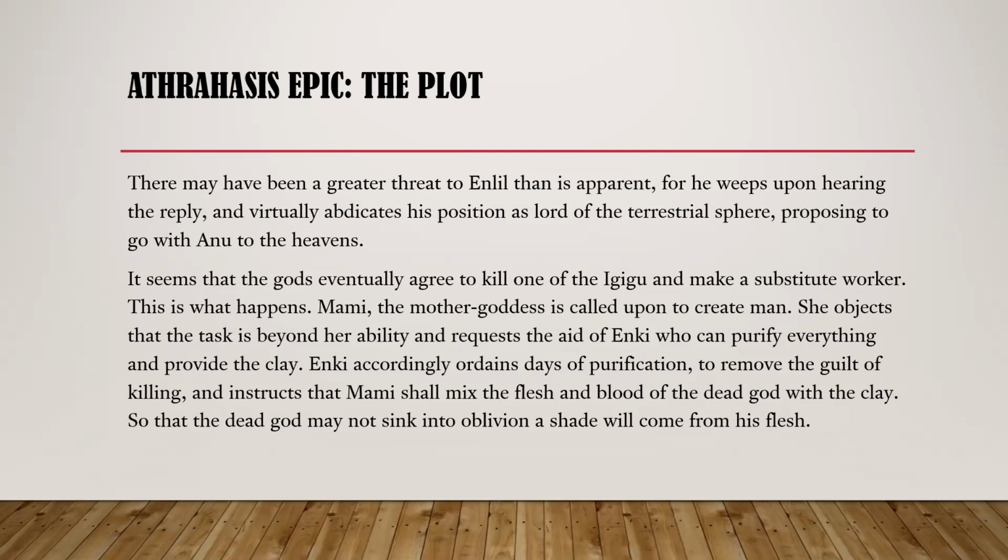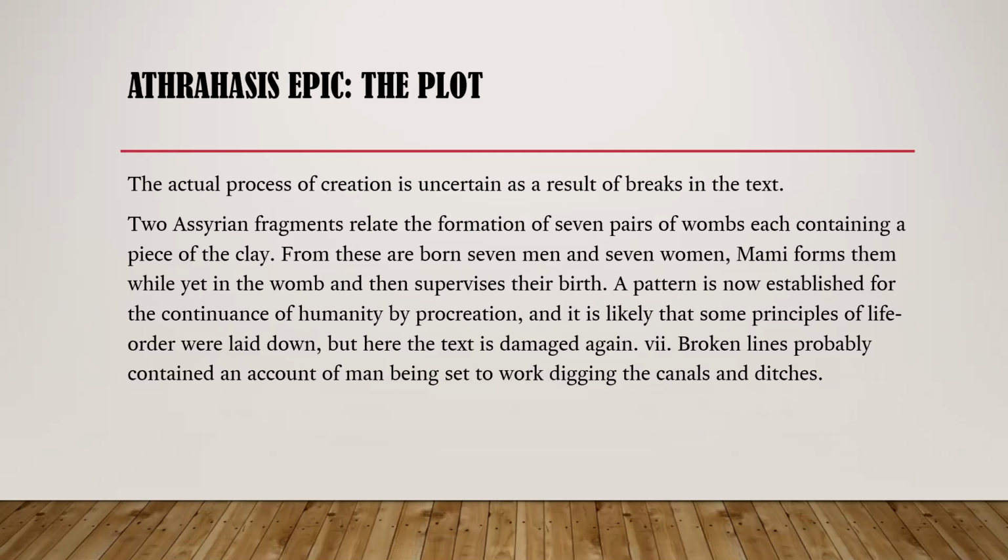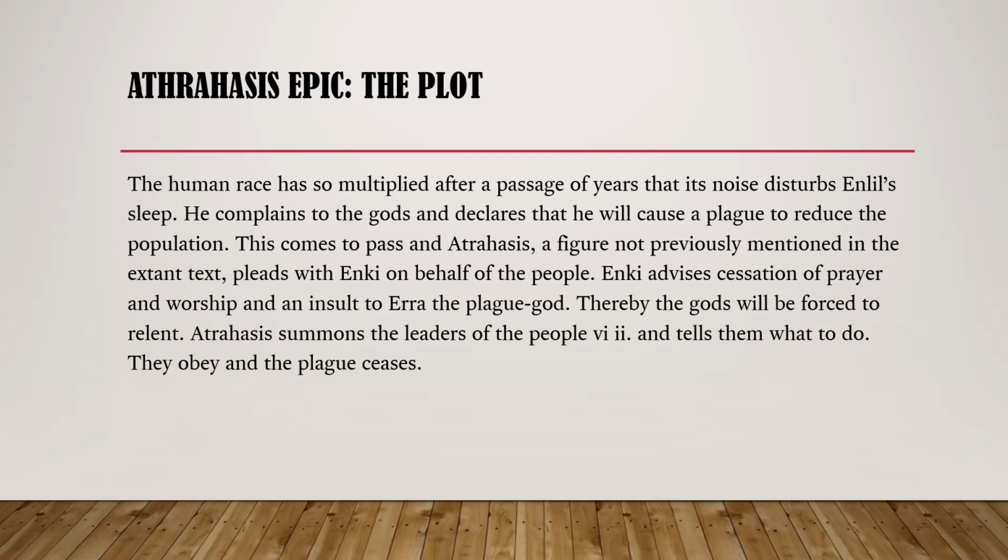So they tried to do this, and they really sacrificed one god. So they killed one of the gods in order to create people from him. So they mixed together the blood and flesh of the god and the clay, and they created people. But what is interesting, they created not only one person, but they created 7 men and 7 women. And the purpose of the people was to toil the land and to dig the canals.